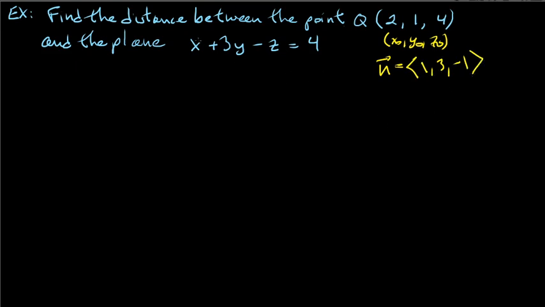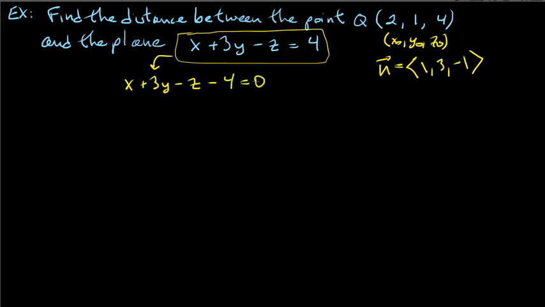However, notice that this equation is not quite in standard form. The 4 is on the wrong side, right? So we should rewrite this as x plus 3y minus z minus 4 equals 0. And this is going to be important because d is not 4, d is negative 4. And so it depends on which formula you use for d. If you use this formula, again, we have our n, we have our q, we just need a p.